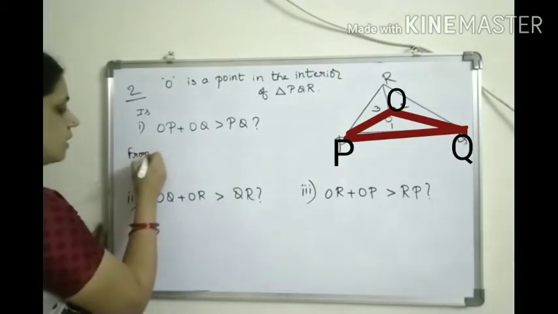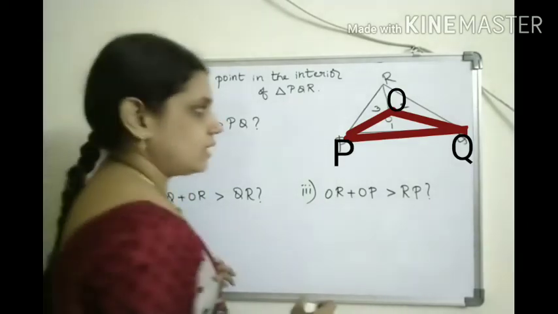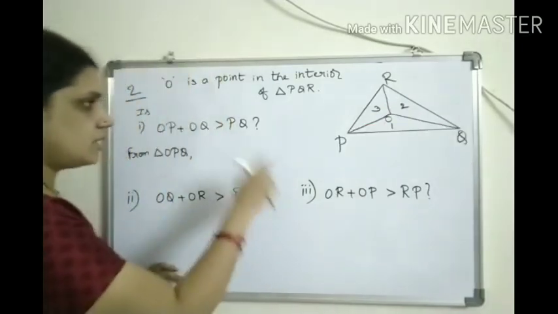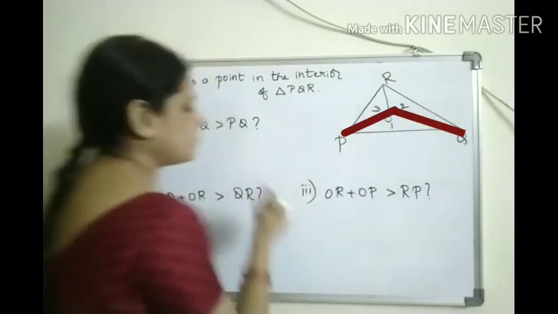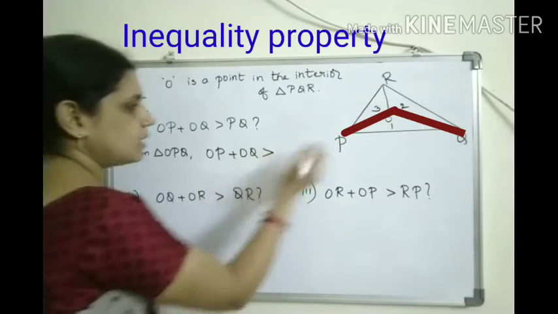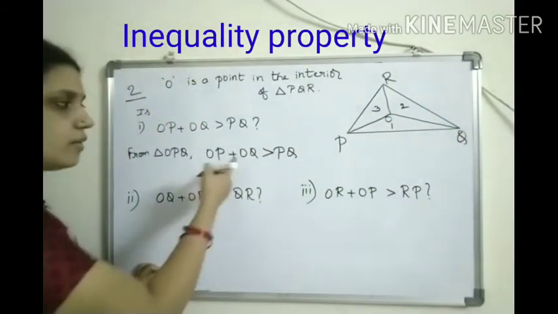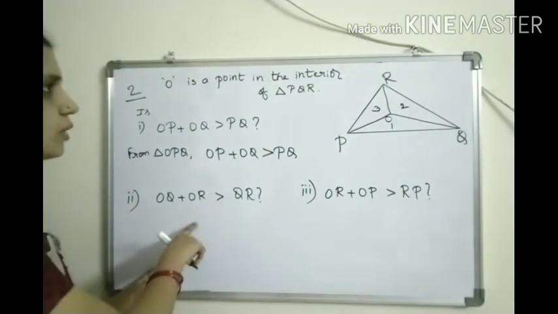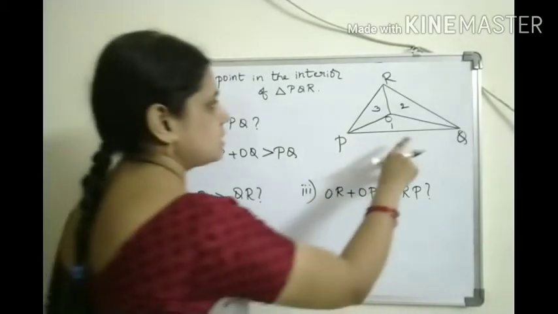From triangle OPQ, if you apply the inequality property, the sum of two sides is greater than the third side, then OP plus OQ, I want to take these two sides. So OP plus OQ is greater than the third side, that is PQ. How is it? Applying the inequality property. Now coming to OQ plus OR, is it greater than QR?